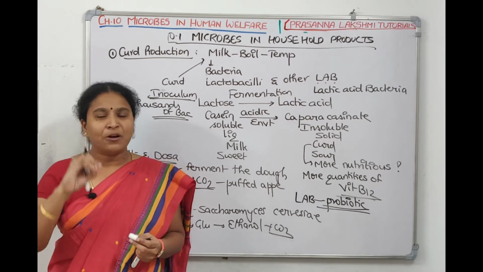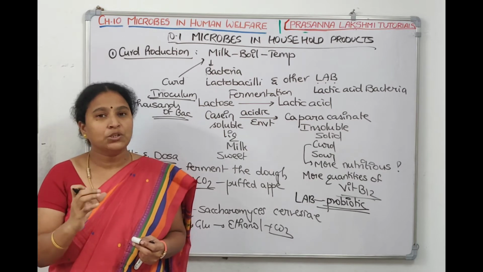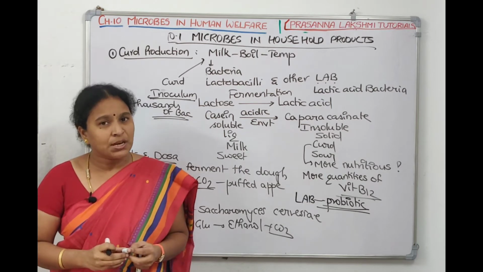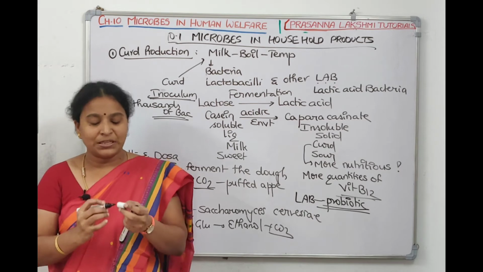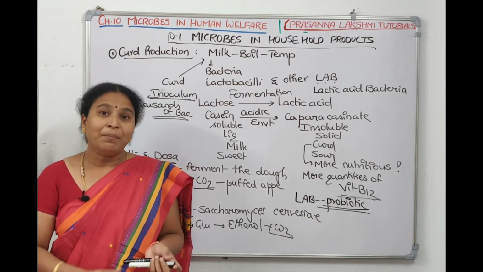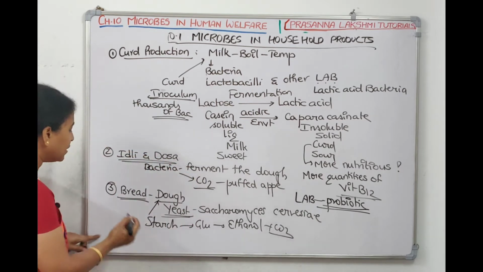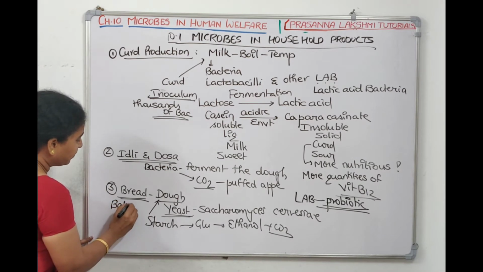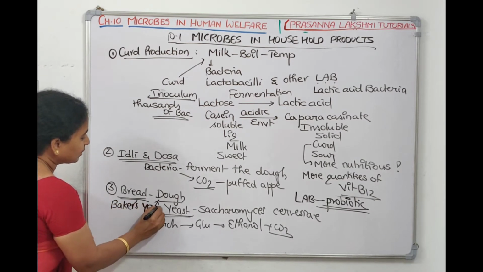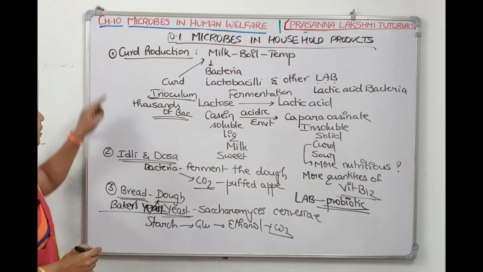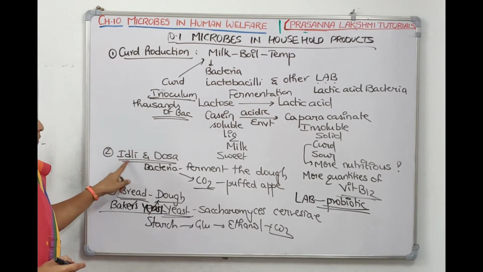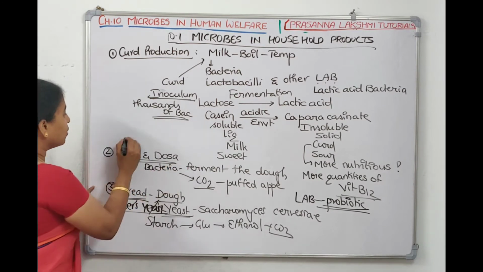We like the cake, sponge cake, because of its softness. And who is doing it? Yeast is doing it. What's the name of the yeast? Saccharomyces cerevisiae. That is why yeast is also called baker's yeast. Saccharomyces cerevisiae is called baker's yeast. So we discussed three products here. First one is curd production, second one is idli and dosa. So dokla is also there.